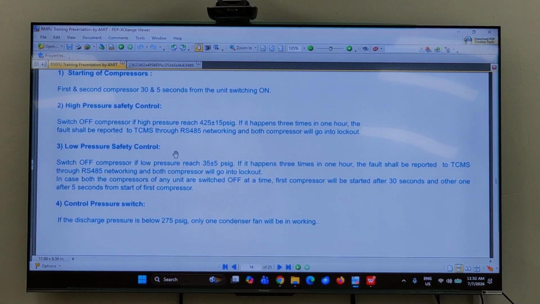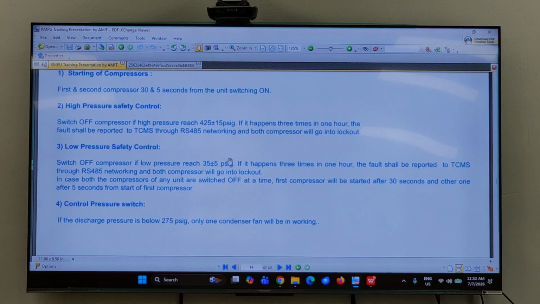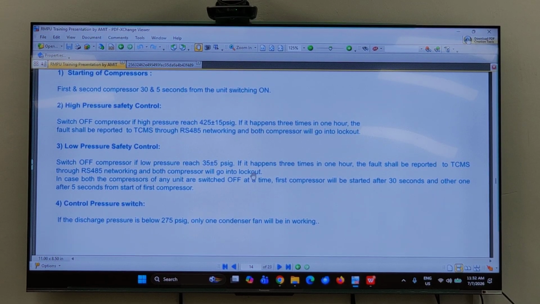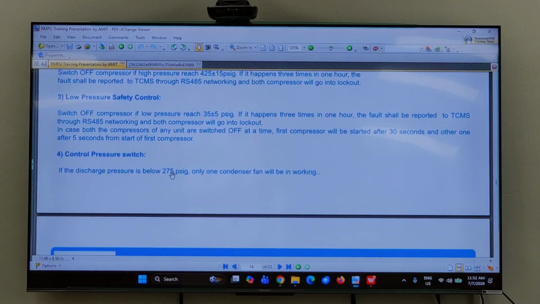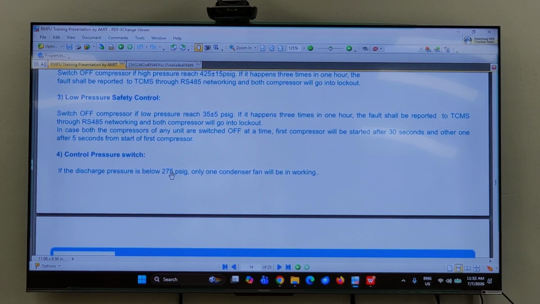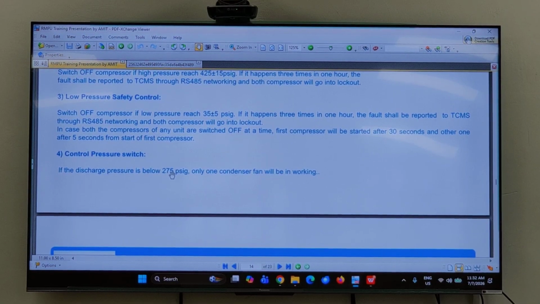Next, on the low pressure side, if the pressure is getting very low, near about 2.5 to 3 bar, that is 35 psi, then again the compressor will be off. And if the low pressure switch is operating 3 times in 1 hour, then it will go for the lockout mode. Next, the control pressure switch, near about 19 to 20 bar, will be maintained. It is used for maintaining the compressor, whether to be on or off.